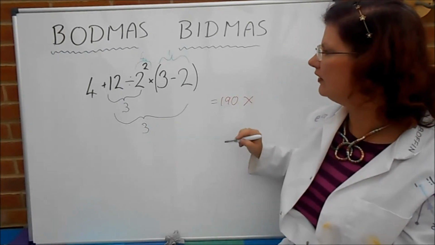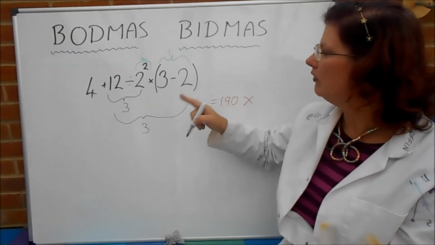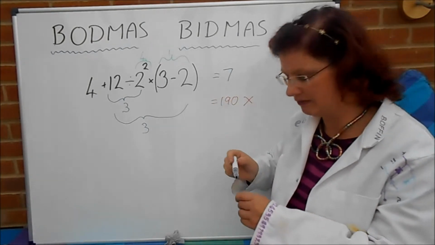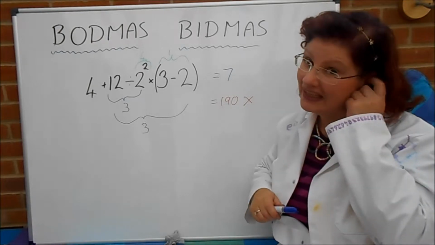And finally, the adds and subtracts. We've got 4 plus a 3. The correct answer is 7. Very, very different from 190.